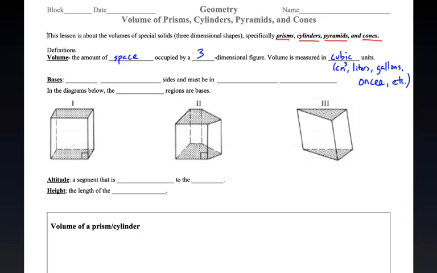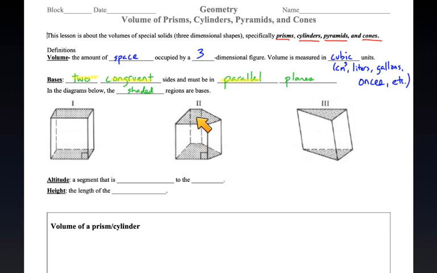All right, bases. What is the base? This is different than the base when we're talking about the area of things. Now we're talking about the volume. The bases are the two congruent parallel sides, two congruent sides that are in parallel planes. And in these three examples, these are all prisms. The shaded regions are the bases.